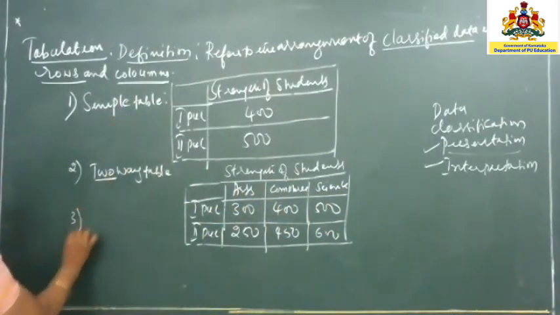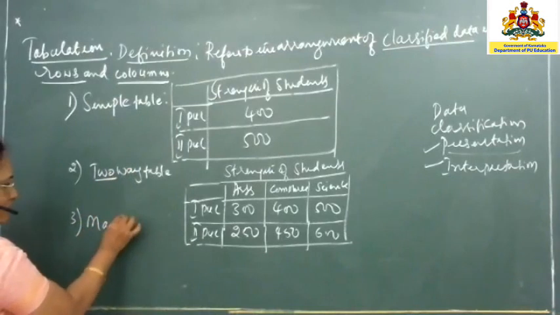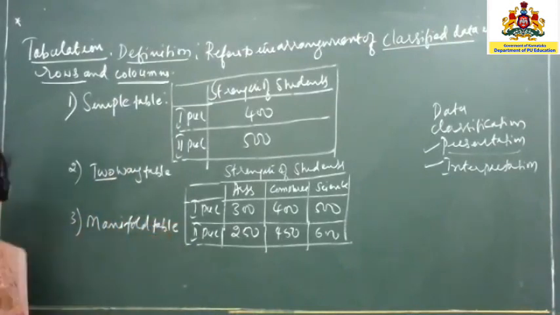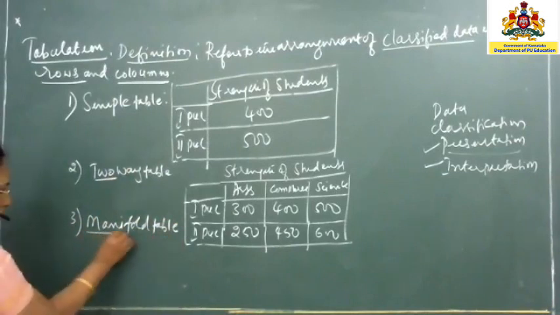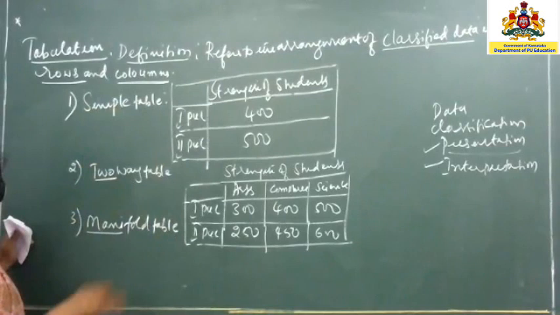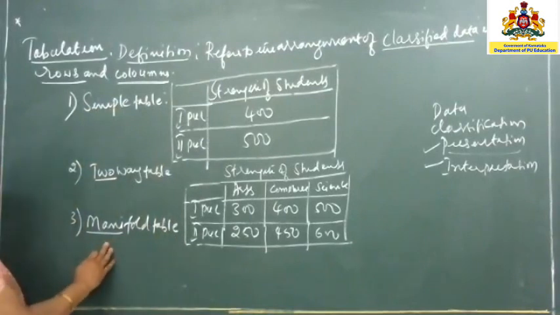Now the third one is called the manifold table. Now what is it? In a manifold table, manifold means many. If there are more than two characteristics, then you call it a manifold table.